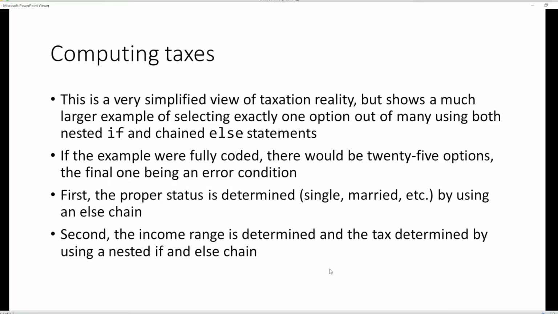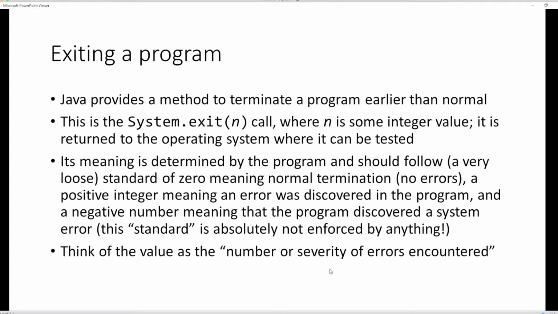If the example were fully coded, we would have 25 options, the final one being an error condition, but we're only going to look at part of it in this section. The first thing we do is compute the proper status of the person, whether single, married, etc. We do an if condition and then an else chain to determine the proper status. Once the status is determined, we use a nested if to determine the income range and the tax based on the status and income.